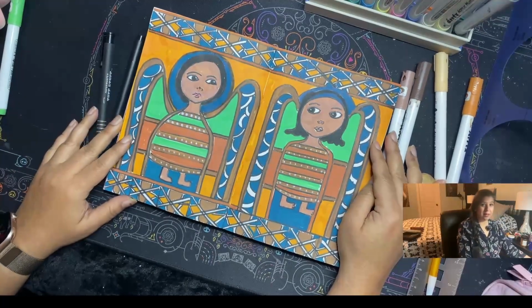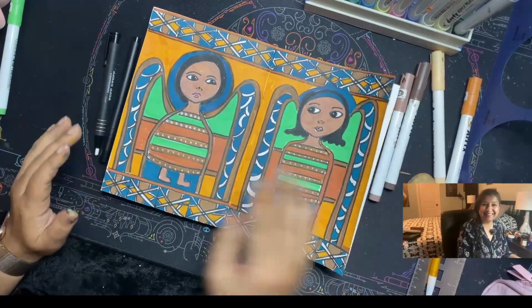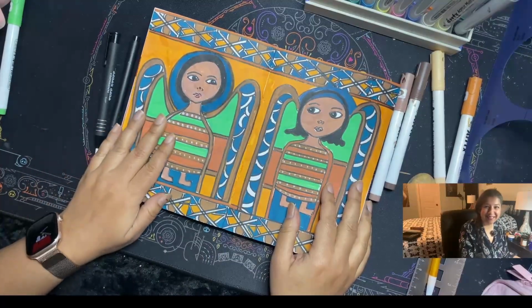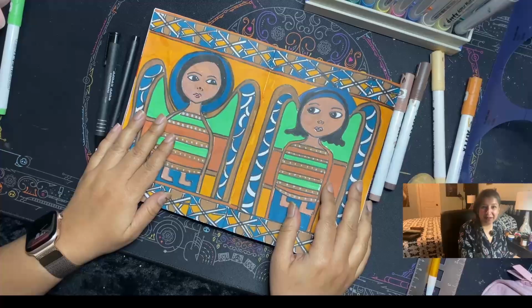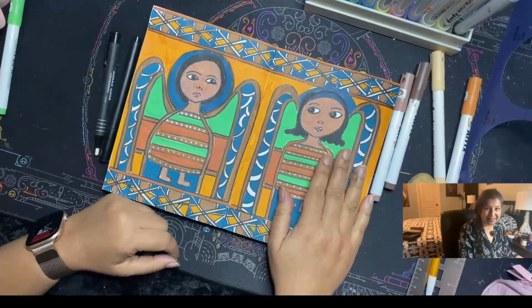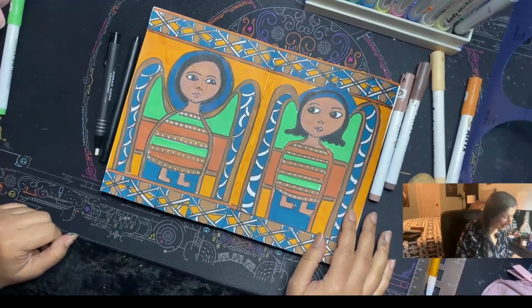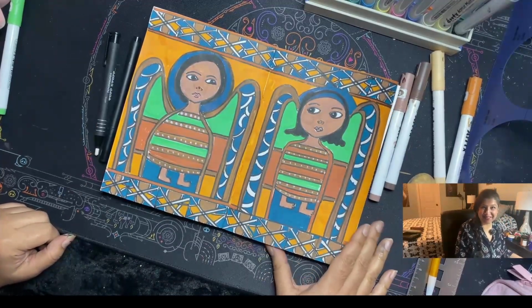So there we go. Oh, this is bridging across time in a way. That is the Ethiopian guardian angel, and that's my guardian angel. And they're both looking at each other. I think they're lovely. They're really nice.